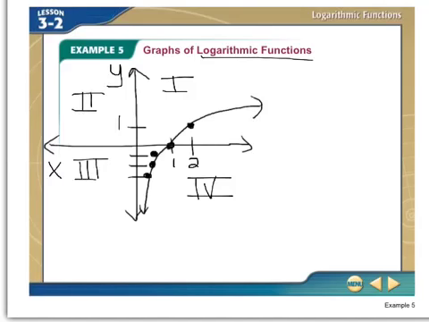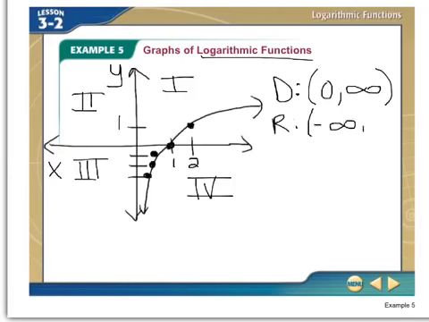Now, looking at this function, we need to determine the domain. Since our graph is only in quadrants 1 and 4, we would say our domain is going to be from 0 to infinity, not including 0 because this graph is never going to touch the y-axis where x equals 0. Your range is going to be from -infinity to infinity. Your x-intercept is at 1. You do not have a y-intercept.